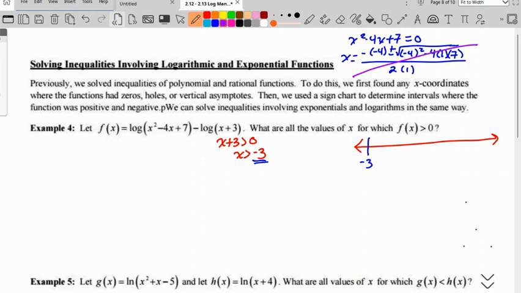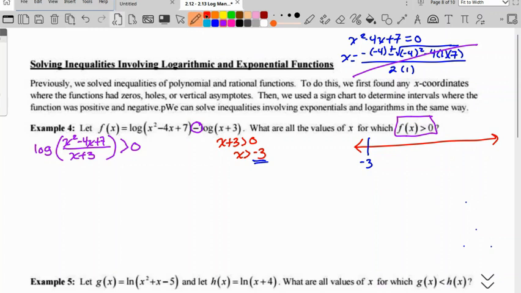Now we need to actually solve the inequality and see what our other restrictions, what our other critical values are based on the inequality. So this is a difference of logs. Let's go ahead and rewrite it as the log of the quotient. So that says the log of (x squared minus 4x plus 7) over (x plus 3) has to be greater than 0. They want to know where this function is greater than 0. All we've done is put an inequality symbol in where we would normally have an equal sign.